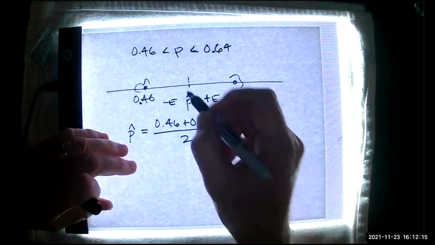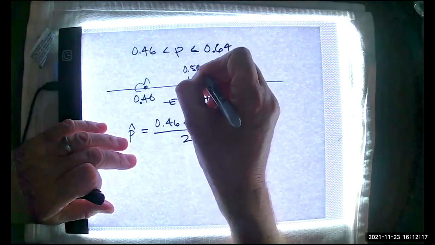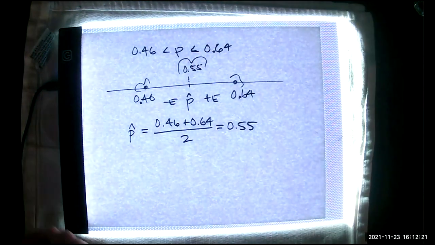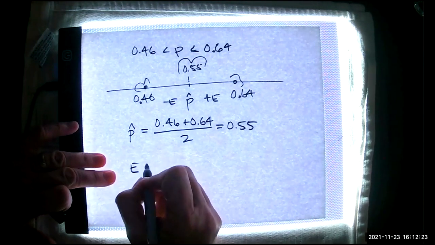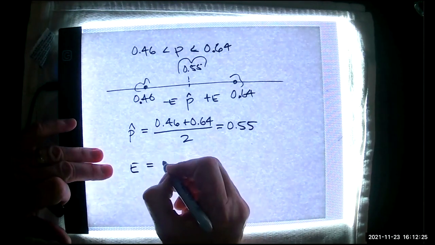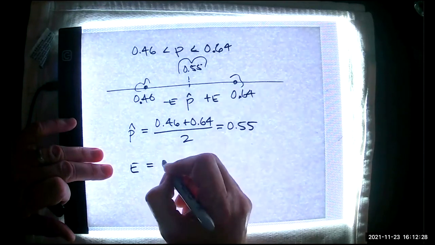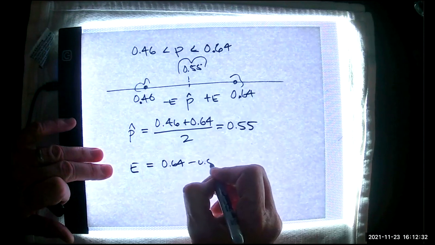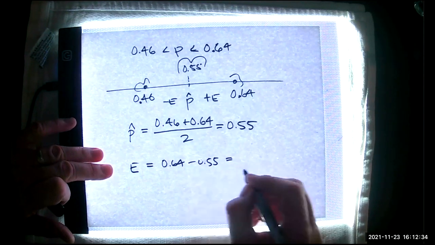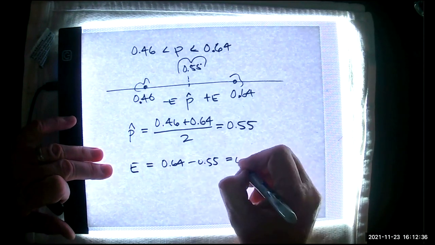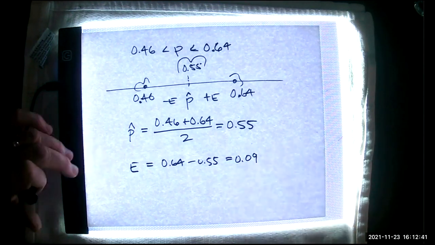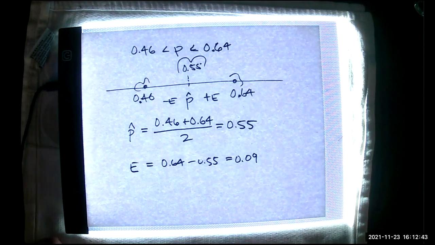So let me stop my sharing. Now that I've got the 0.55 right here in the center, it's relatively easy to figure out the margin of error. So that margin of error means I'll start with the 0.64. I need this distance in here, so I'll subtract the 0.55. So 0.64 minus 0.55 is 0.09, and there is my margin of error.